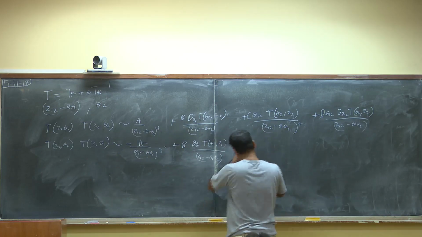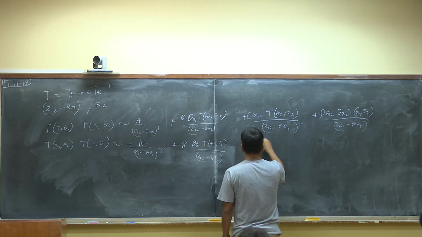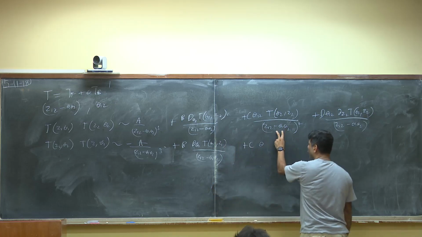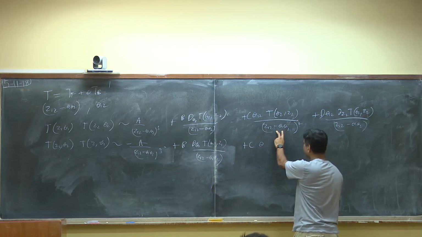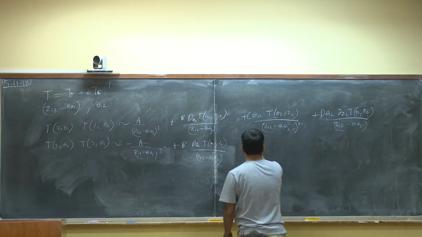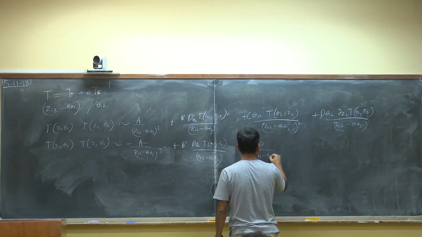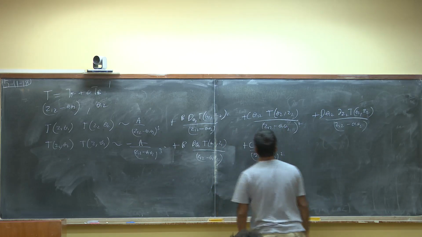Now let's look at this term. Here we get no minus sign, so we get Z12 minus theta 1 theta 2, the whole thing squared.